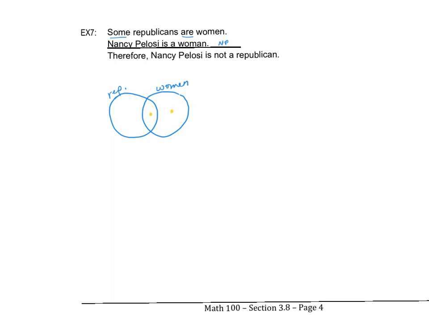So, I'm going to look at the conclusion. Nancy Pelosi is not a Republican. And I'm going to choose to make this diagram. And here's my Nancy Pelosi. So, some Republicans are women. True. Nancy Pelosi is a woman. True. She's in the set of women. Therefore, Nancy Pelosi is not a Republican. False. This diagram makes the conclusion false. This is invalid.